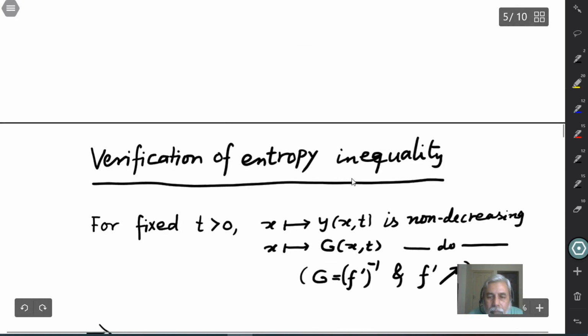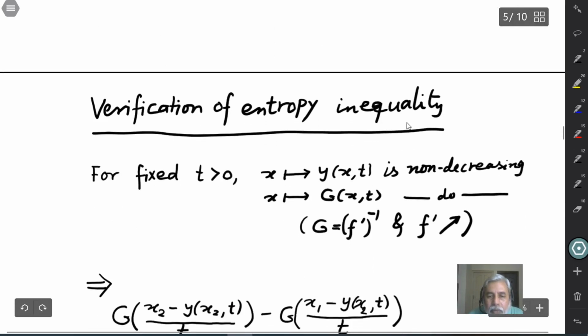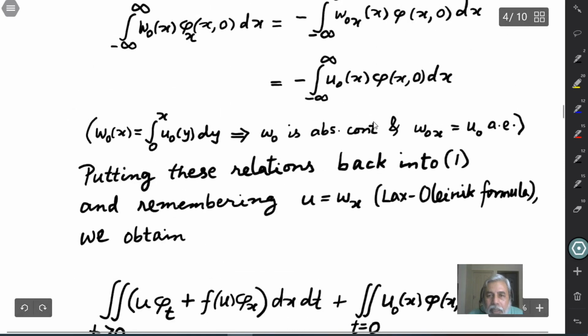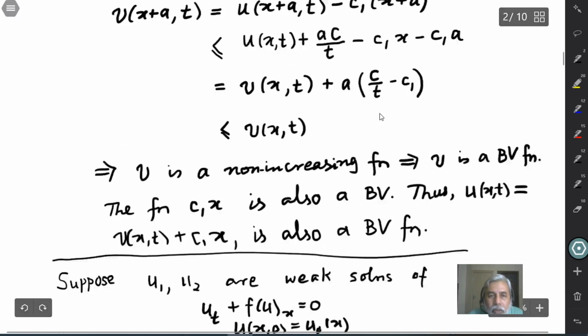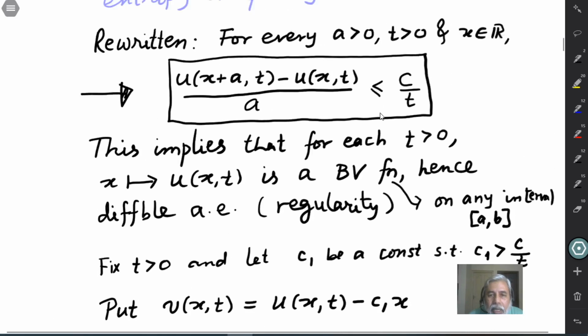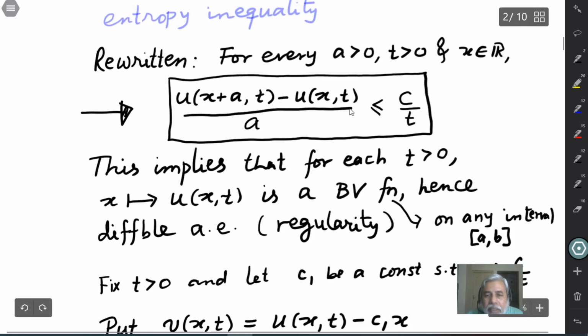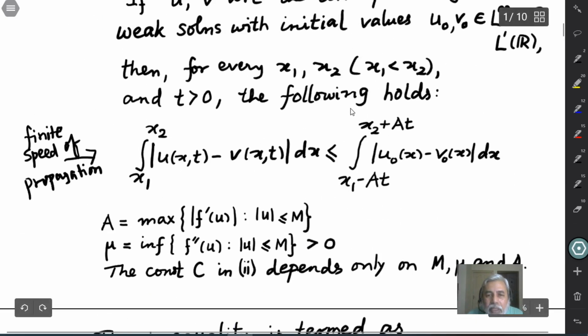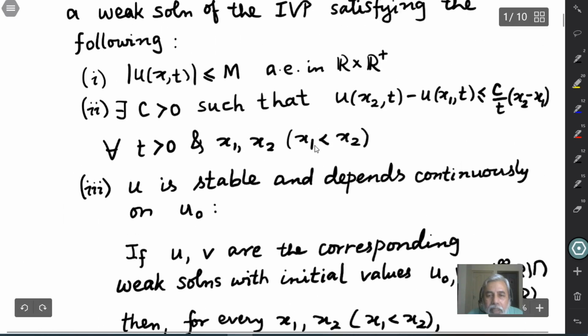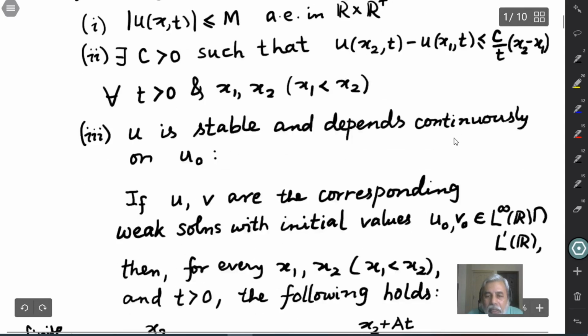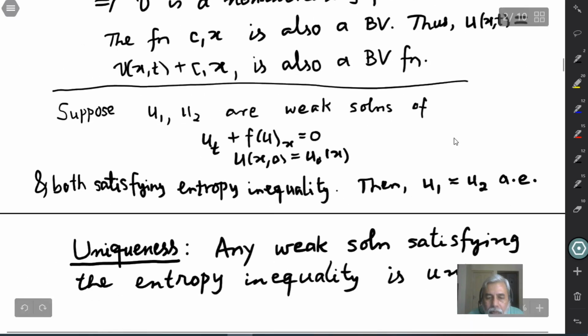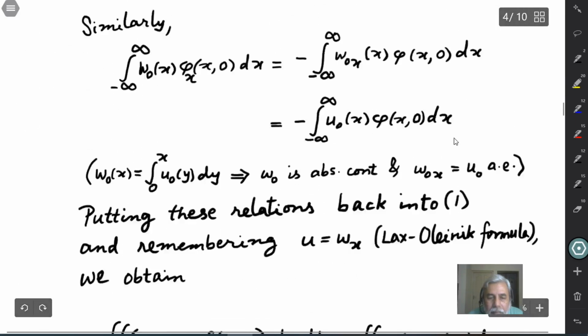Now we proceed with the proof of the entropy inequality. What we have to show, just recall: u given by the Lax-Volinic formula satisfies this inequality, or equivalently, for any x1 less than x2, there is a constant c such that u(x2,t) minus u(x1,t) is less than or equal to c by t times (x2 minus x1). So let's begin with that.